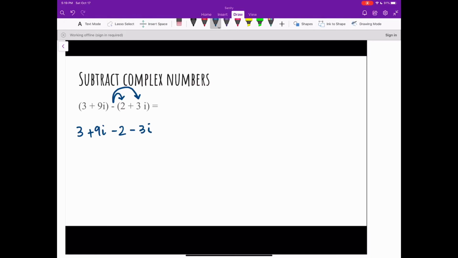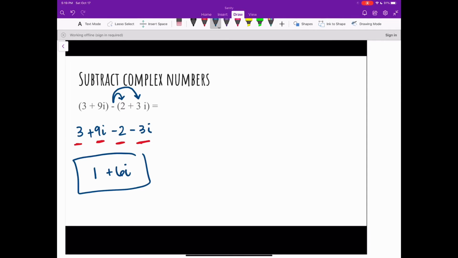And now I can just combine things like regular, all right? So I've got a real part, the 3 and the negative 2 is going to combine to be 1, and I have a positive 9i and a negative 3i is going to combine to be a positive 6i. All right, so that's the best way that I like to explain subtracting complex numbers. Take care of that negative on the outside like it's just regular distributive property, and then you can combine like terms if you want to think about that.